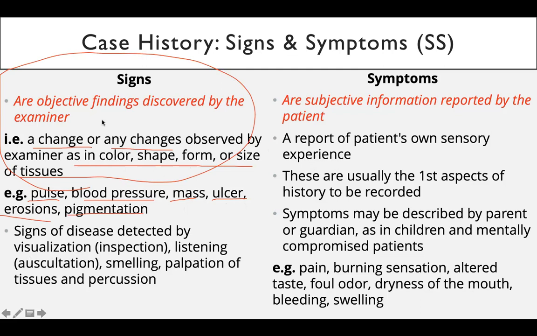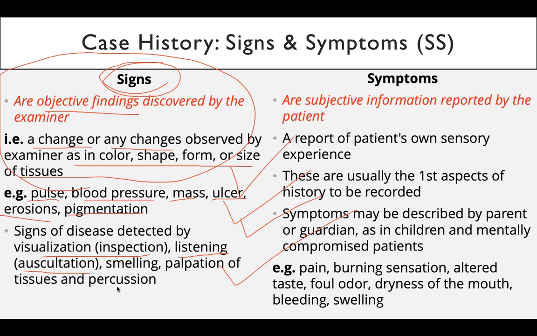So what are the tools for the signs? Inspection, auscultation, palpation, and percussion. These are the tools for the examiner to record some signs, to find some objective findings. So these four tools: visualization, also known as inspection; listening, also known as auscultation. We are not auscultating the teeth, don't worry. Okay. Smelling, and palpation or percussion. These are the tools used for taking the signs of the patient.